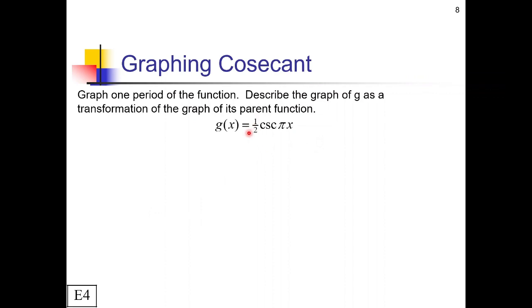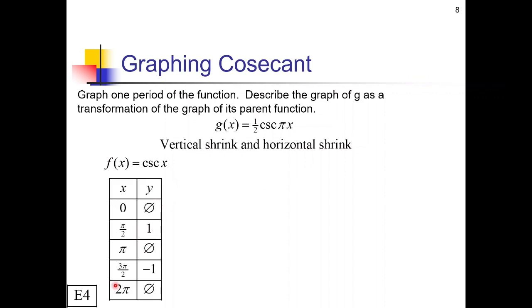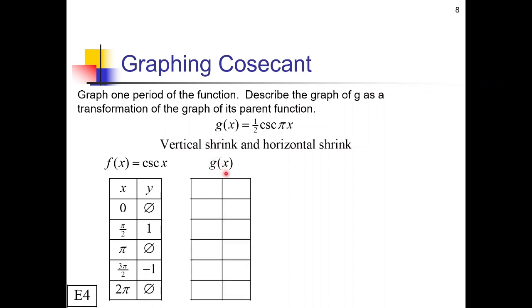All right, so this 1/2 out here means we have a vertical shrink. The pi inside means a horizontal shrink as well because pi is bigger than 1. Here is my cosecant parent table going from 0 to 2 pi, undefined, 1, undefined, -1, undefined. Now for the g function, for the x values, we're going to be multiplying by 1 over pi, and then for y values, 1/2 times y.